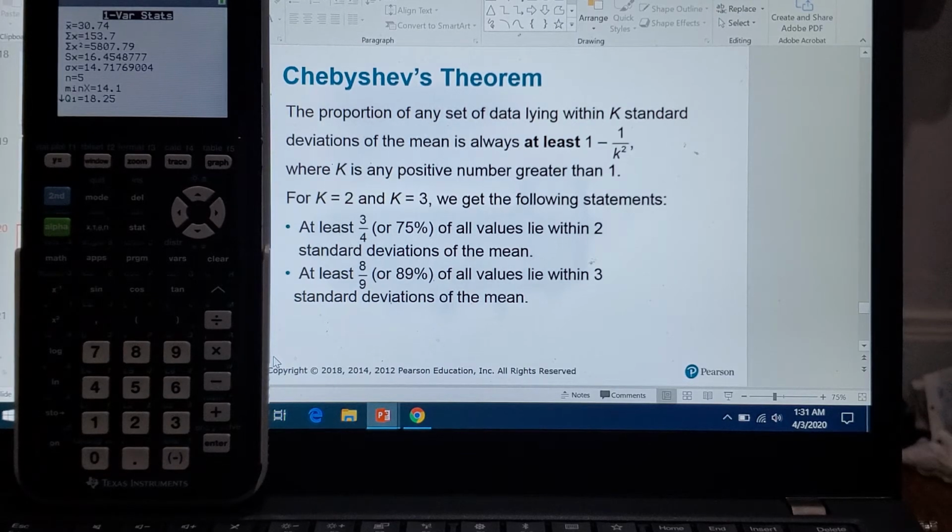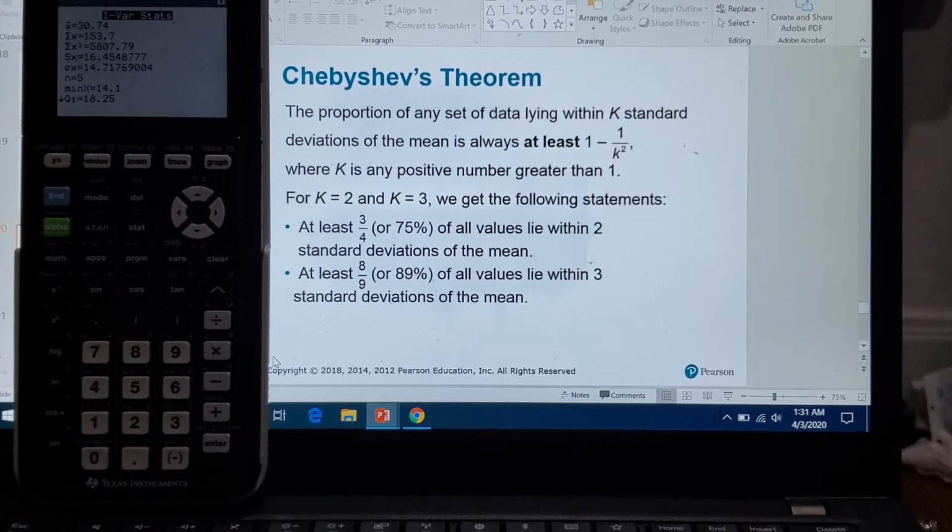But when you don't know, that's where this idea of Chebyshev's theorem comes in. This is strictly for if you do not know your distribution. If you know it's bell-shaped, then go ahead and use the empirical rule. But if you don't, here's this theorem that tells us, again, it's trying to do the same thing.